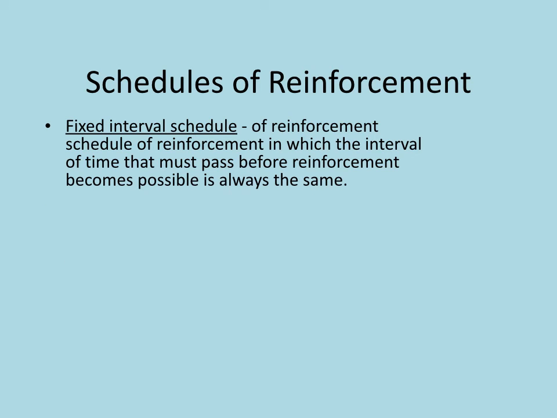Now, fixed interval schedule is a reinforcement schedule in which the interval of time is the same. So every 3 seconds, 1, 2, 3, treat. 1, 2, 3, treat. Okay? Every time you hit it over a certain amount of time, you get a treat.